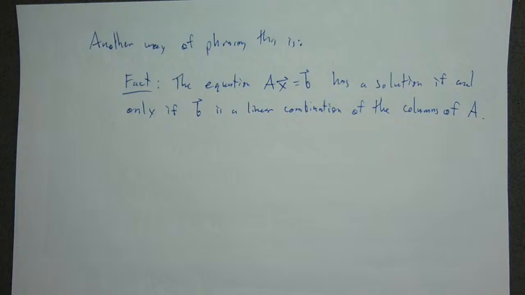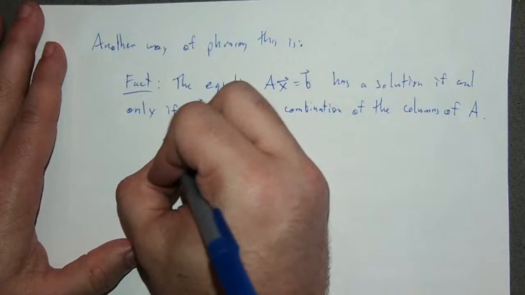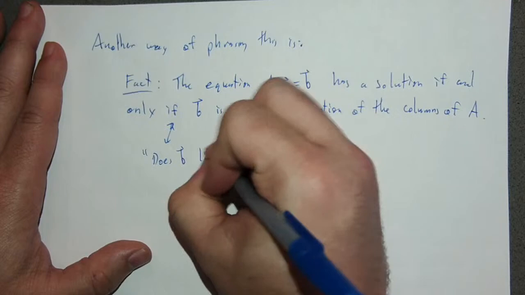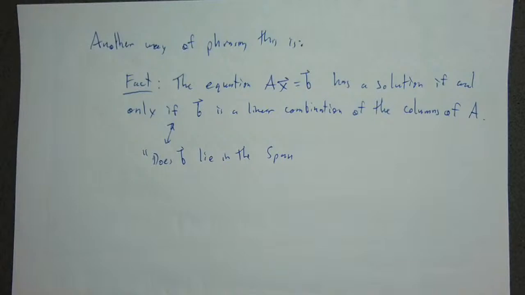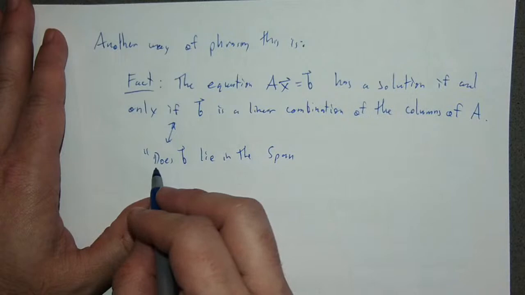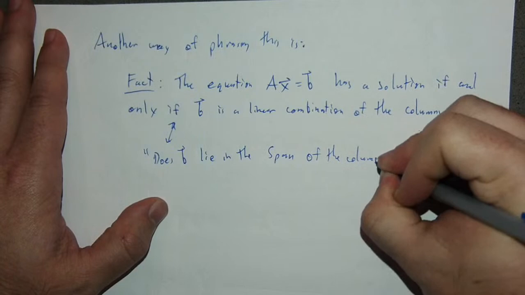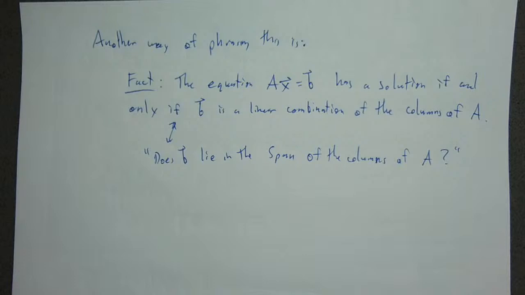Okay. We could actually recast this in so many different ways. I could phrase this as, does B lie in the span of the columns of A? Yet another way of writing this is, does B lie in the span? When I say lie in the span, that's just an English way of saying, is B in the span? That's the same thing. This has no geometric meaning. It just sounds nice. So does B lie in the span of the columns of A? That is another question I could ask.